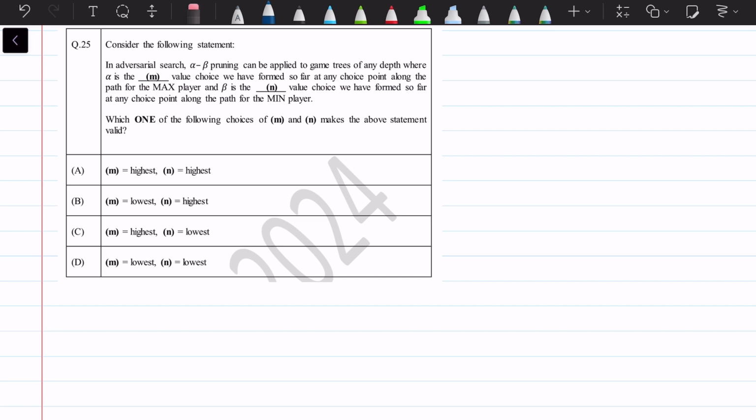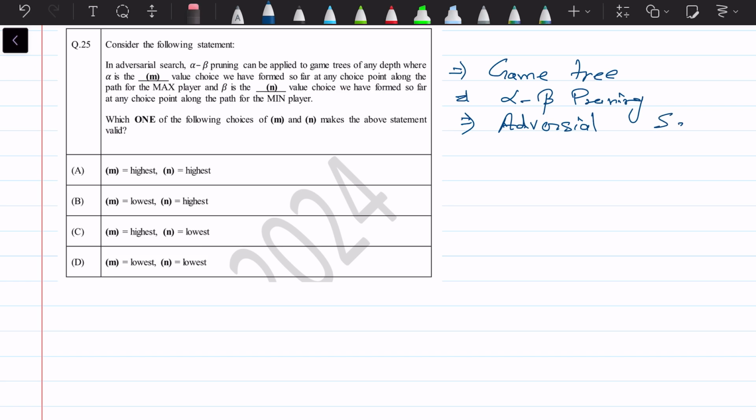So, very nice statement. Let's break it down. First, let's talk about what a game tree is, what alpha beta pruning is, not in detail, because alpha beta pruning is an algorithm so we won't be covering it in detail here, but a little glimpse. What is adversarial search? And what do they mean when they say there is a max player and a min player? Let's break it down one by one.